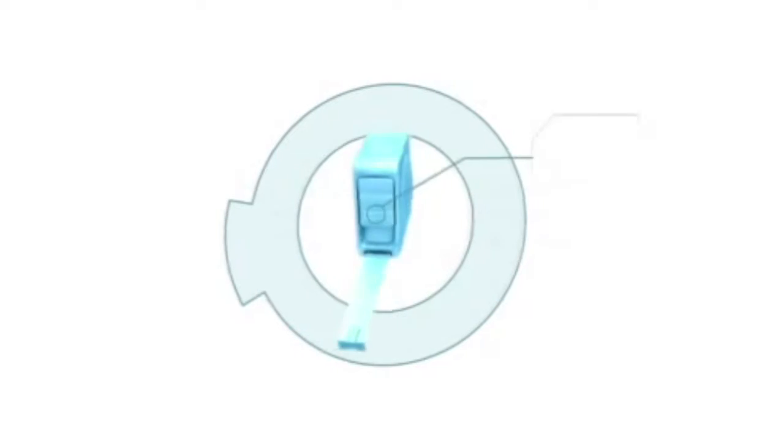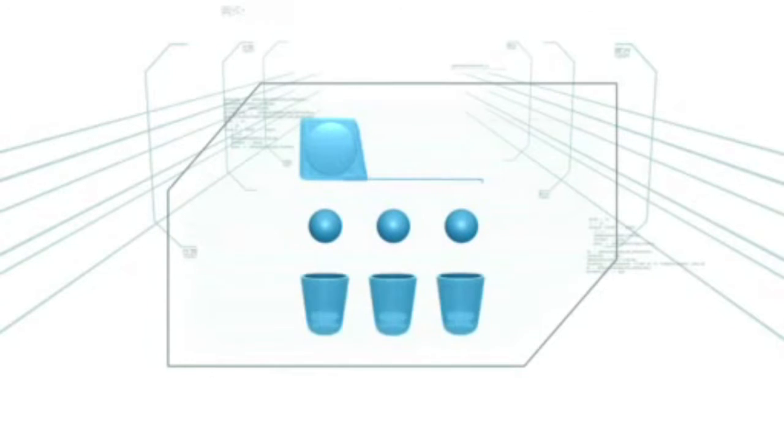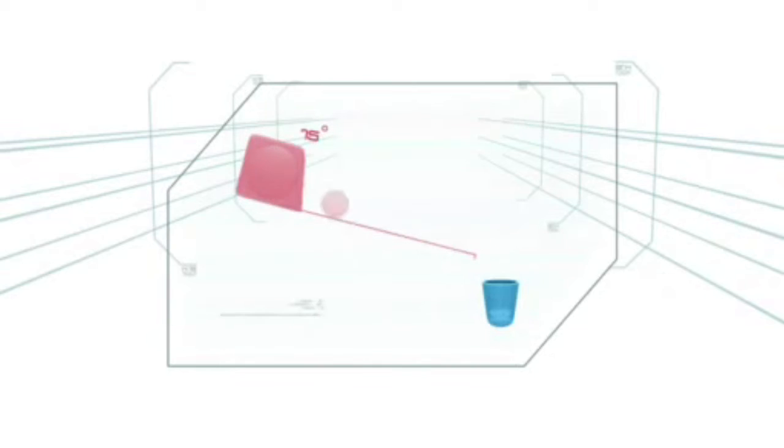Go the distance. In this challenge, a measuring tape will be used as a bridge to roll 3 ping pong balls into 3 awaiting shot glasses. Too steep an angle and the balls will fly past the target.